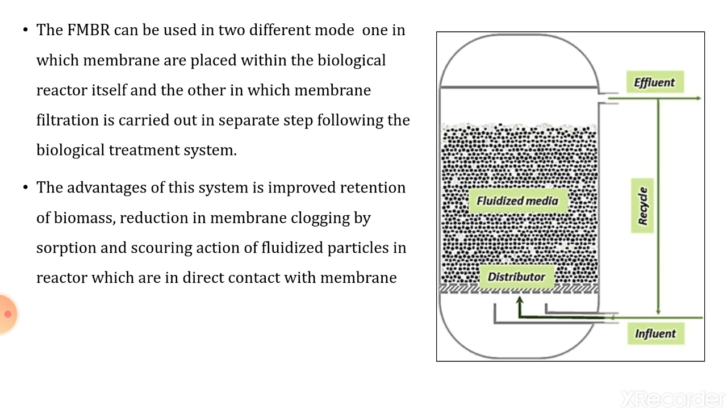The FMBR can be used in two different modes, one in which the membrane is placed within the biological reactor itself, and the other in which membrane filtration is carried out in a separate step following the biological treatment system. Advantages of this system are improved retention of biomass, and reduction in membrane clogging by the sorption and scouring action of fluidized particles in the reactor which are in direct contact with the membrane.